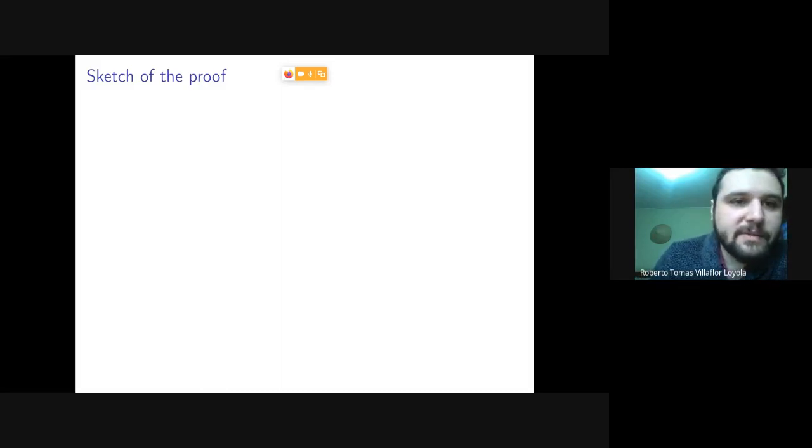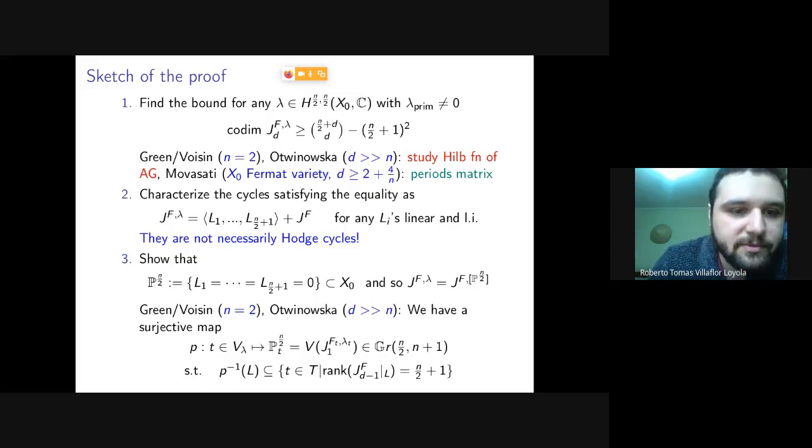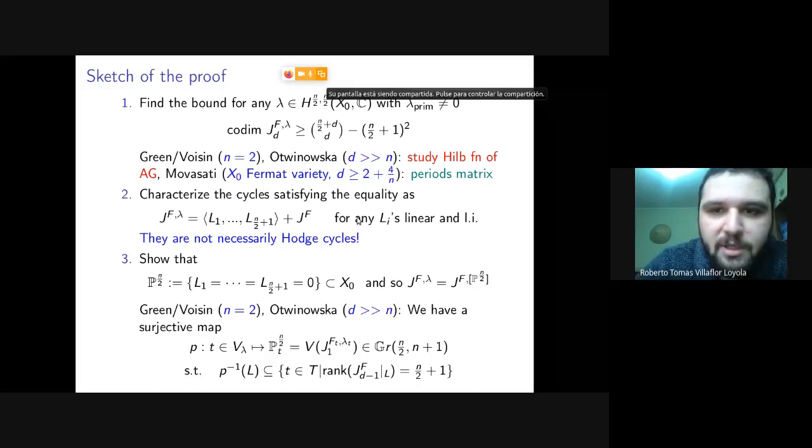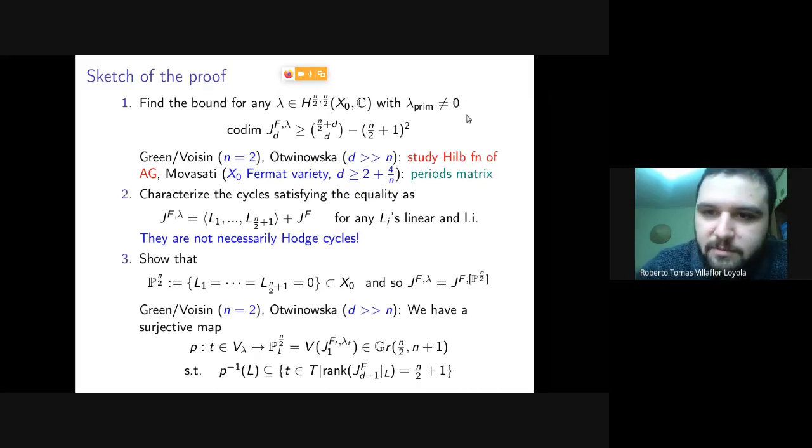So I want to give the sketch of the proof of these two results. Well, in fact, I will give you the sketch of the proof of theorem 1. Theorem 2 is similar, but more technical. Okay, so let's recall the proof of the classical results due to Green and Voisin, and also the results of Otwinowska and Movasati. So this is the structure. The structure of my result is the same. So I want to explain the differences here.